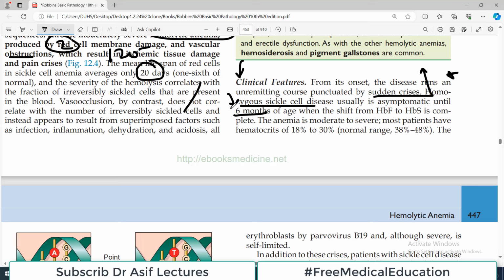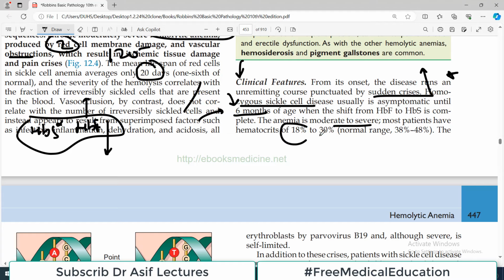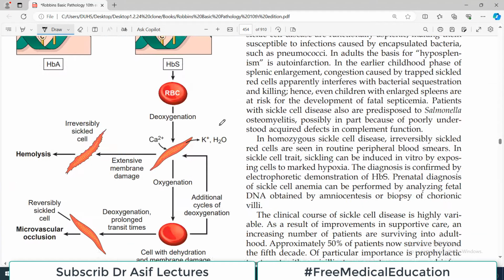So I told you this, therefore until 6 months of life there are no symptoms in this, because the red blood cells of the babies have hemoglobin S, but they also have hemoglobin F, and the hemoglobin F is good to take care of hemoglobin S. But at 5-6 months when the levels of HbF go down, then the sickling starts to happen. The anemia is moderate to severe. Most patients have hematocrits of 18 to 30%, as compared to this normal range.